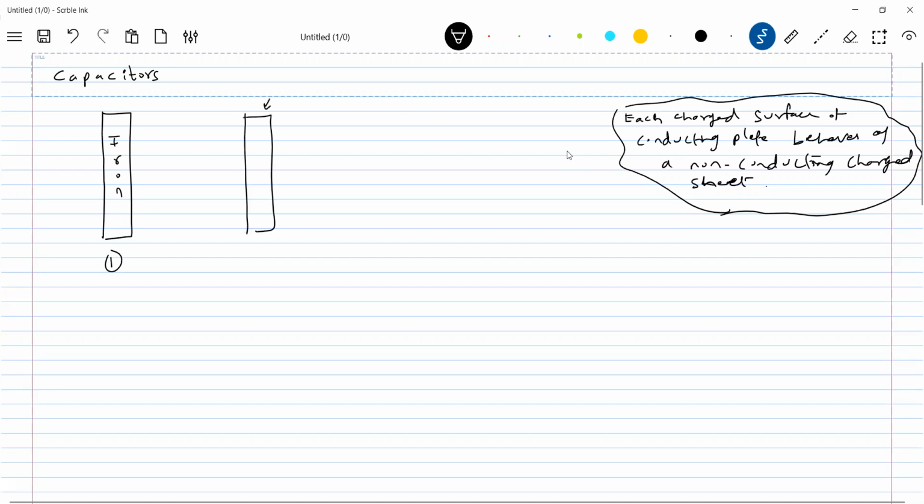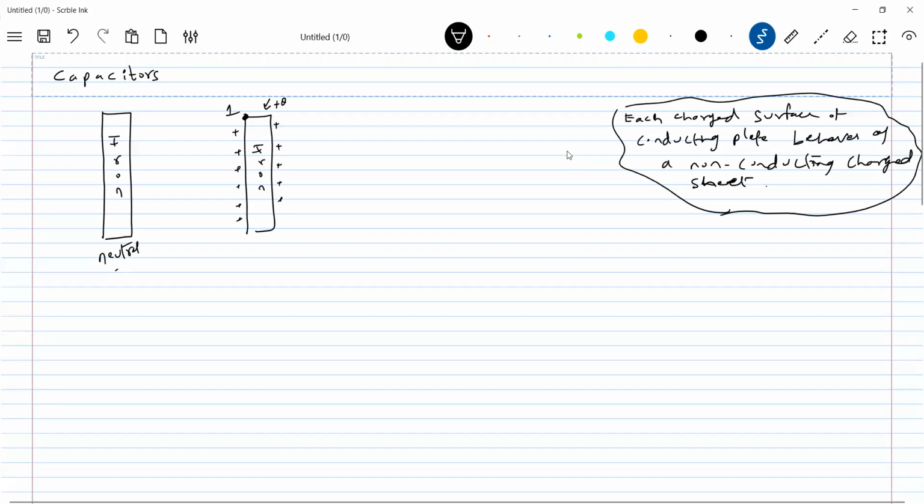When I give a charge to it, what happens to the charge? It will reside on this one. So this is the initial state; let this be neutral. So it got charged, no? It got charged. So let me take a point 1.